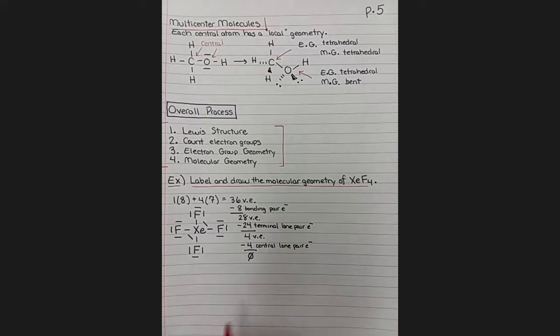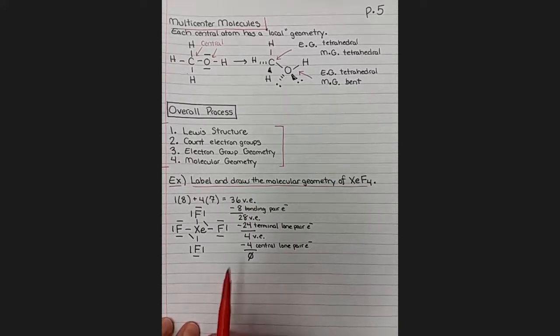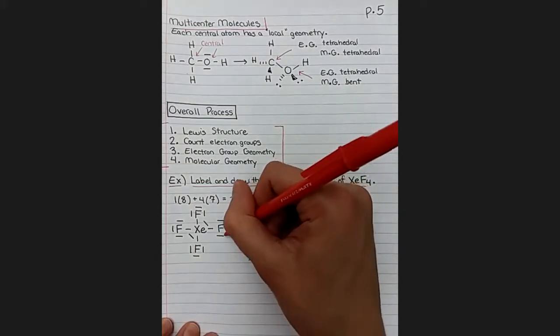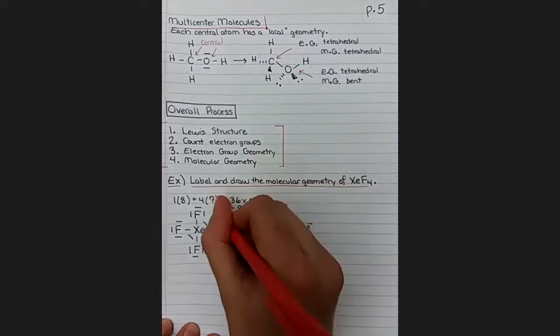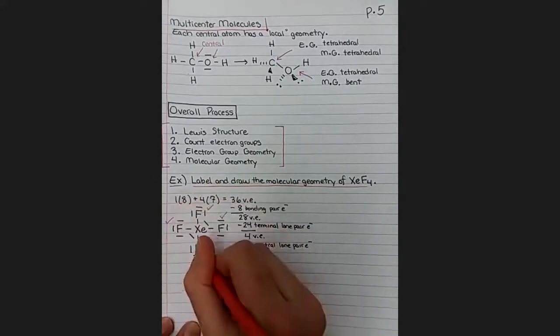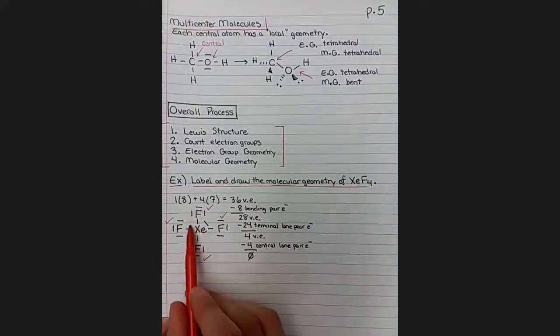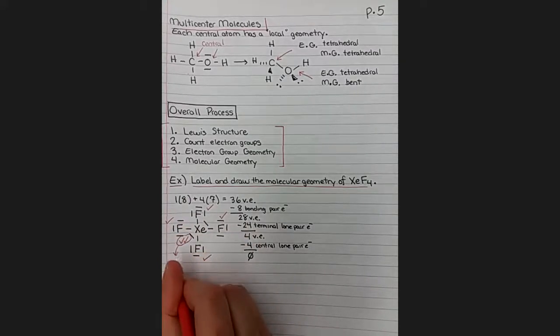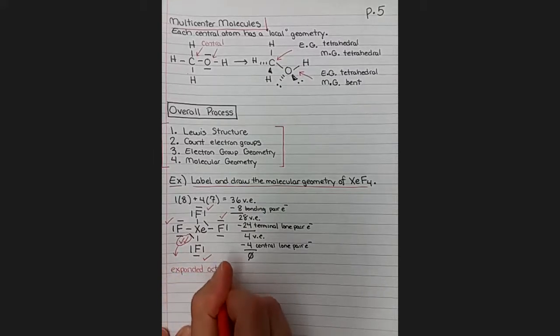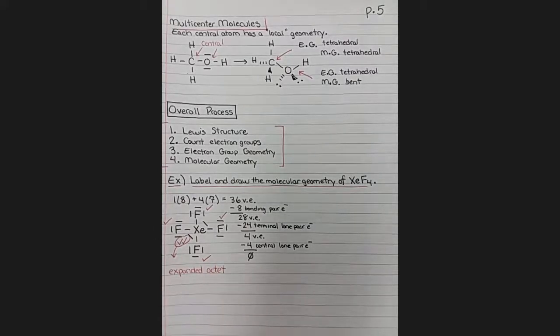So the final check to make sure we have a legal structure is to check the octet of each of the atoms. So for the fluorines, we've got 2, 4, 6 electrons belonging to them in lone pairs, and 2 more to make 8 electrons belonging to them from that bonding pair. So our fluorines are good. And for our xenon, we've got 2, 4, 6, 8, 10, 12. A very expanded octet for xenon. But it has at least 8, so we'll take it. And xenon is very large, so it is large enough to hold a few extra electrons. So, satisfactory Lewis structure.